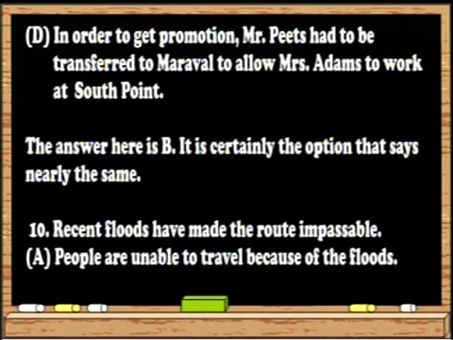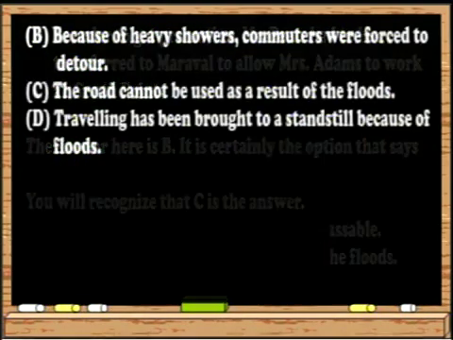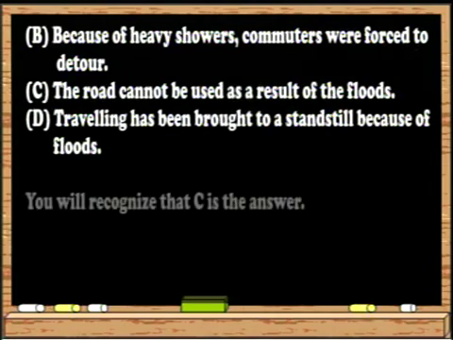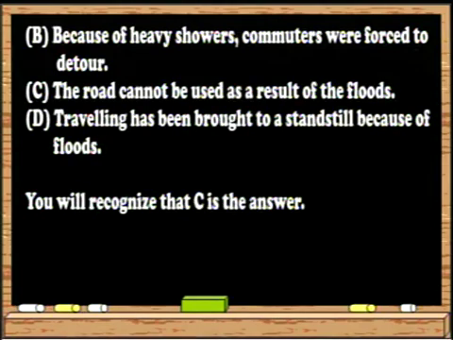Now let's look at another one. Recent floods have made the route impassable. And the options: people are unable to travel because of the floods. Because of heavy showers, commuters were forced to detour. The road cannot be used as a result of the floods. Traveling has been brought to a standstill because of the floods. You will recognize that C is the answer.